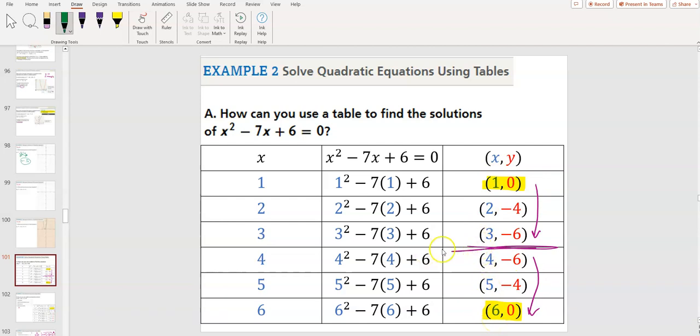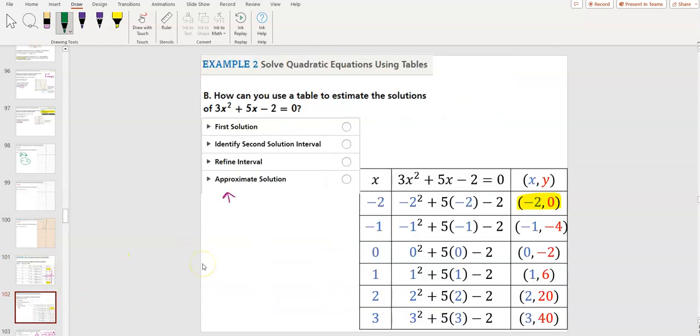I can also identify my vertex is in here because I am decreasing from 1 to 3 when x is 1 to 3. And then I start to increase again when x is 4 to 6. And so as soon as I make that switch from increasing to decreasing or vice versa, I know my vertex is in there somewhere.